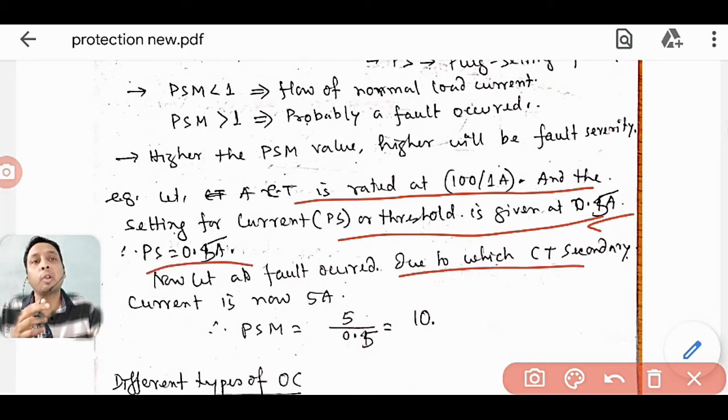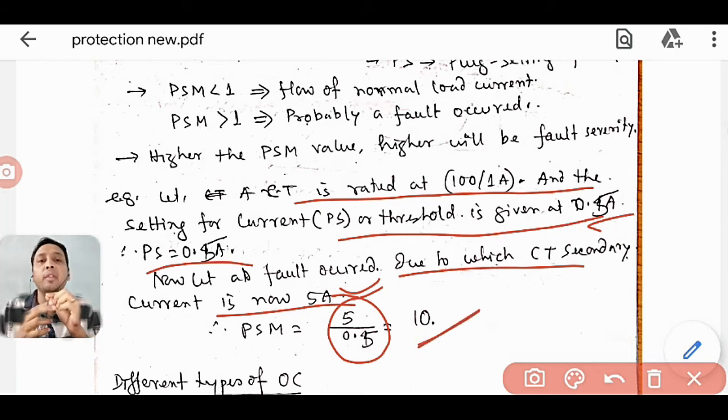Now suppose a fault occurred, a huge fault occurred. Whatever the fault is, a dead short fault occurred, due to which the current in the CT secondary is 5 ampere. 5 ampere means your primary current is 100 times that, that is 500 ampere. Due to the fault, it increased to 500 ampere. So the CT secondary senses 5 ampere. Obviously 5 ampere is greater than 0.5, so it should trip. It will trip. So what will be the PSM in this case? 5 divided by 0.5, which is 10. 10 means a high value of PSM, that is indicating a high fault.